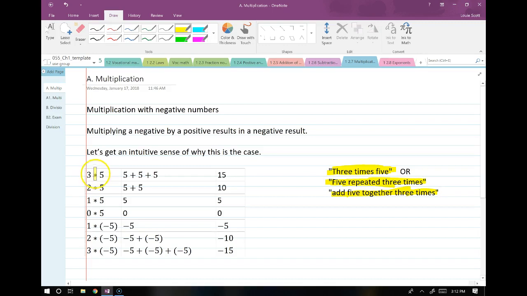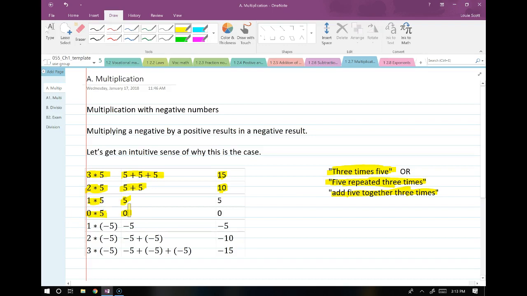All right, and so on this first line of the table, you can see 3 times 5, that is 5 added together 3 times. That gives us a positive 15. When I say 2 times 5, that says add positive 5 together 2 times. That gives me a positive 10. 1 times 5 is obviously just the 5. 0 times 5, clearly that's 0.